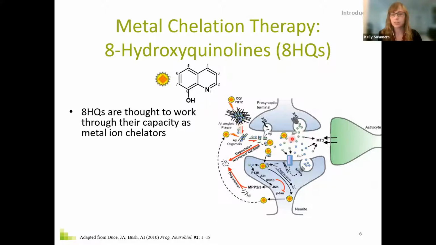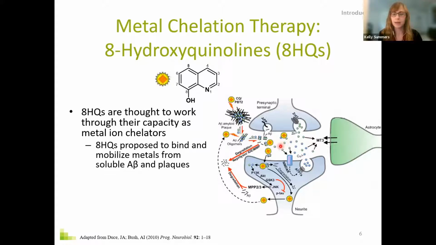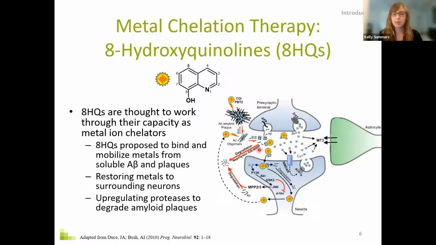And in this situation, these chelators are able to bind some of the excess zinc and copper within the synapse. And it was thought that they would bind and mobilize metals from both the soluble amyloid beta and the oligomers, as well as the plaques. And this would trigger pathways. Storage of metals will be turned back on, signaling pathways will be turned back on, and hopefully, and maybe most importantly, we would be able to restore metals to the surrounding neurons and upregulate proteases that would degrade amyloid plaques.